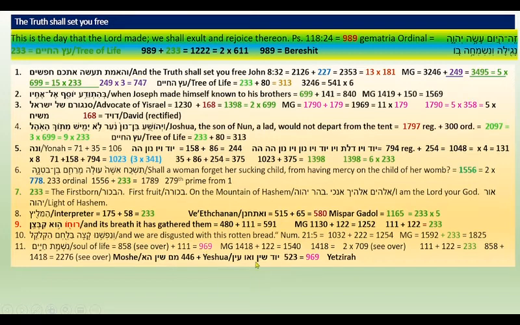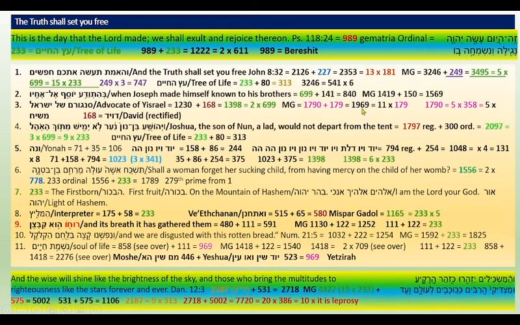969, so we're connected to that soul of life, and this is at the level of Yetzirah, where the Vav is filled with an Aleph, and the He is filled with an Aleph, and then that's related to this very, very powerful messianic text verse. And the wise shall shine with the brightness of the sky, and those who bring the multitudes to righteousness like the stars forever and ever, Daniel 12:3.